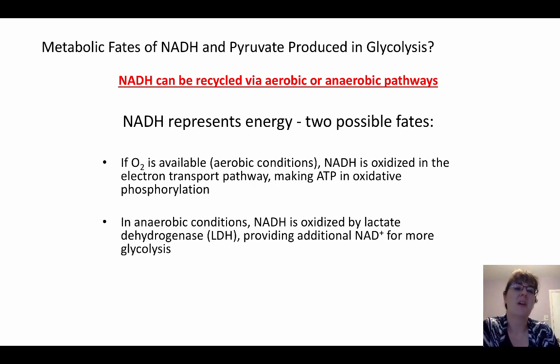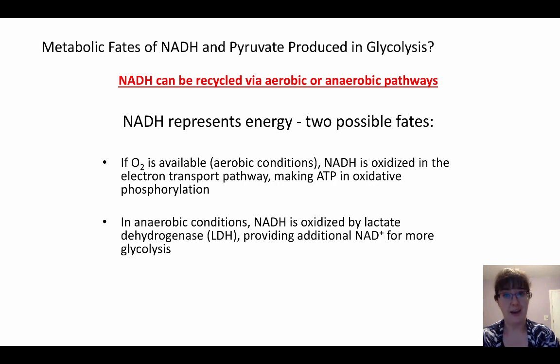What happens? Well, whenever we look at this, we have to look at both aerobic and anaerobic conditions. So if there's oxygen available, NADH is going to continue on to the electron transport chain, which will make ATP by oxidative phosphorylation. Remember that we've been talking about ATP as substrate level phosphorylation up until this point. When we finally get to the electron transport chain, we'll talk about ATP made from oxidative phosphorylation.